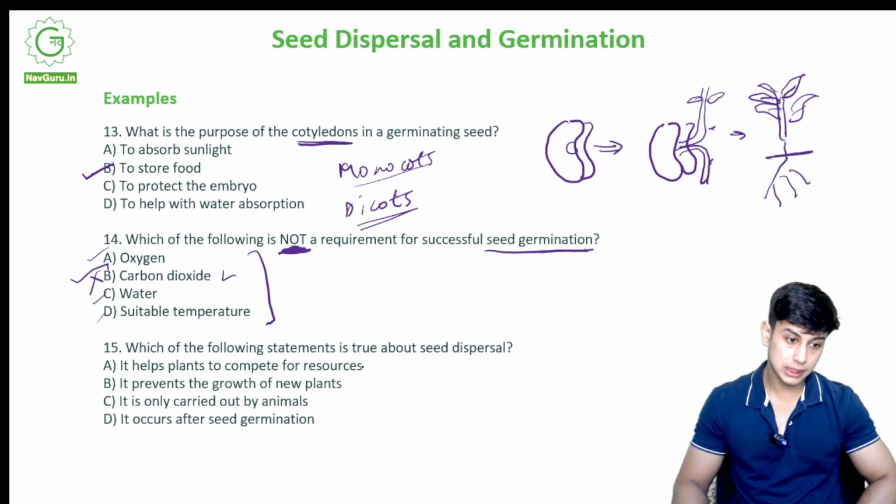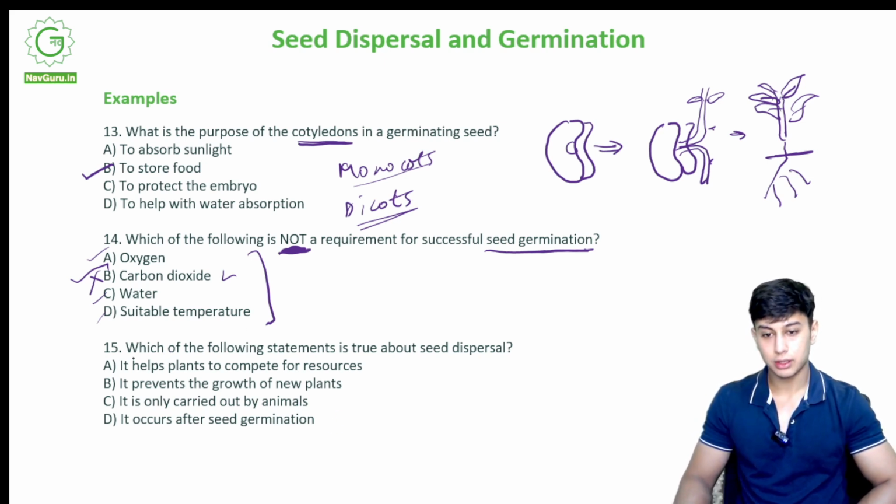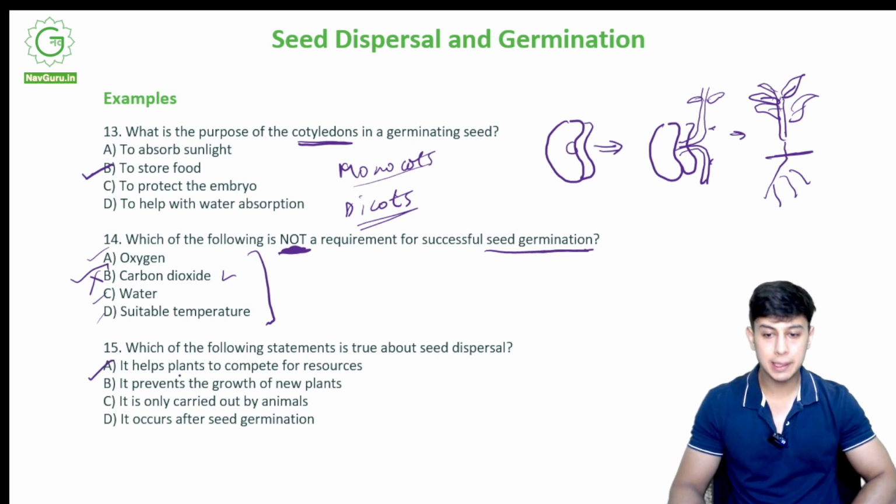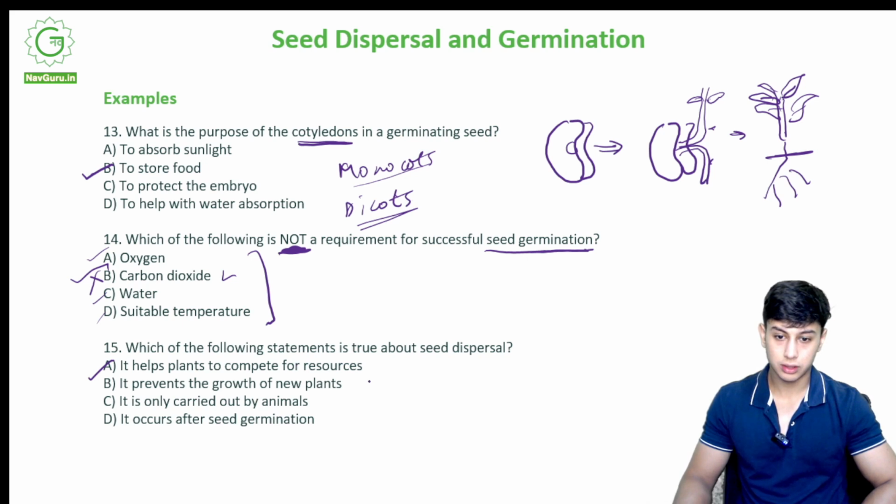Which of the following statements is true about seed dispersal? It helps plants to compete for resources. It prevents the growth of new plants. It is only carried out by animals. It occurs after seed germination. The correct option is option A. It helps plants to compete for resources.